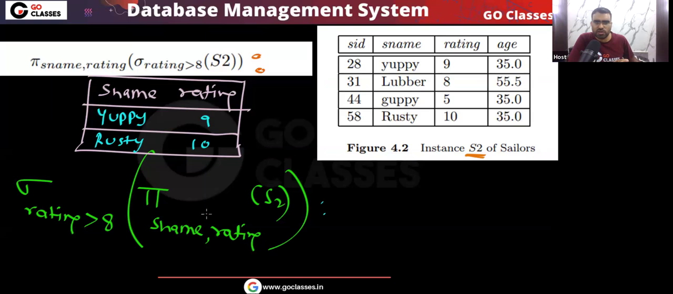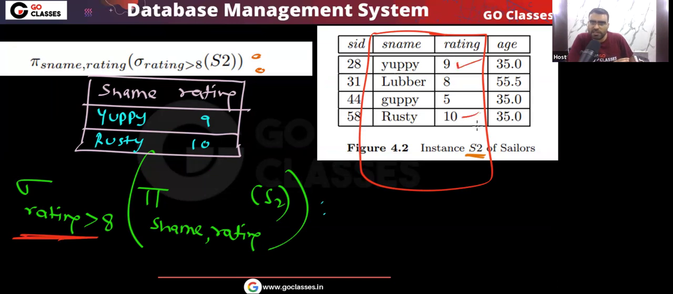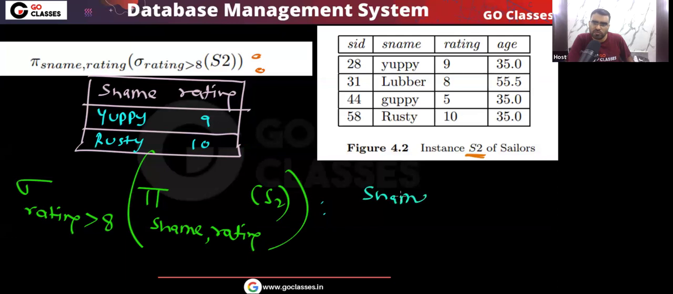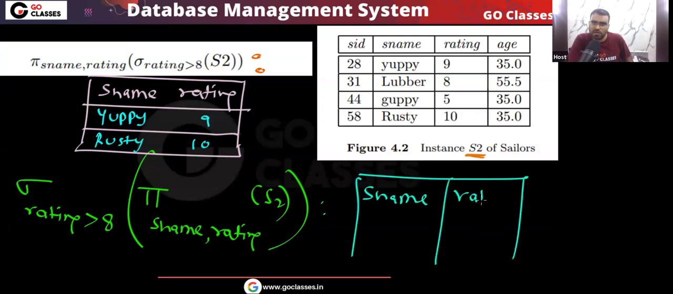Okay, what about this query? What is the output of this query? First we project as name, rating. Then we select tuples where rating is greater than 8. Then we select this tuple and this tuple. Did you notice we are getting the same output? This query is also giving the same output, as name, rating.